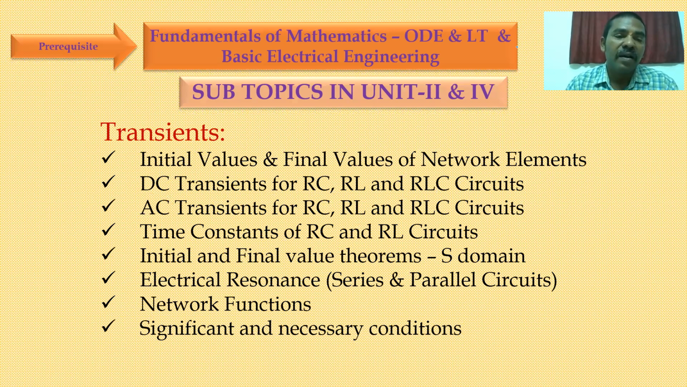So coming to the transient behavior of the system only. In that, you have to go for the initial values of your passive elements. So resistance, inductor and capacitor. At the same time, final values of your passive elements. So that discussion you have to do. And the transient behavior of RC, RL and RLC series circuits. So for DC excitation and the AC excitation, then what is the time constant for an RC circuit and an RL circuit? Then you have to go for the S domain analysis.